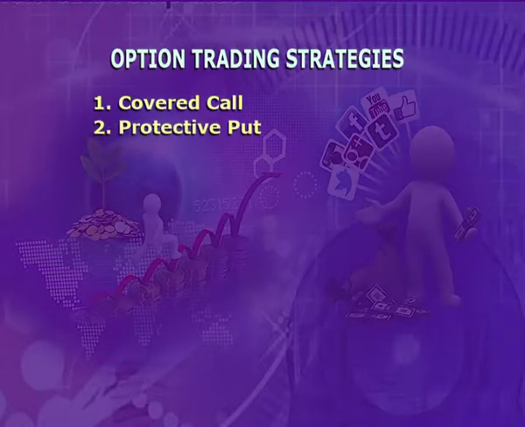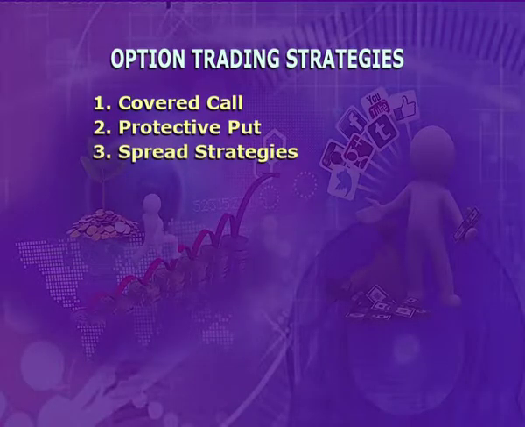Now we look at point number 2, which is the protective put. When an at-the-money put long position is combined with the underlying stock, we have created a protective put strategy. A protective put is constructed by holding a long position in the underlying security and buying a protective put option. This is used to limit the downside risk at the cost of the put option premium, that is P0.